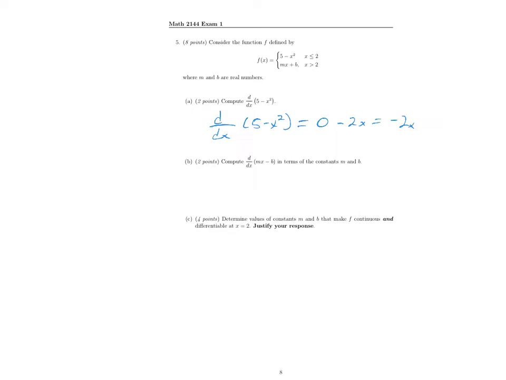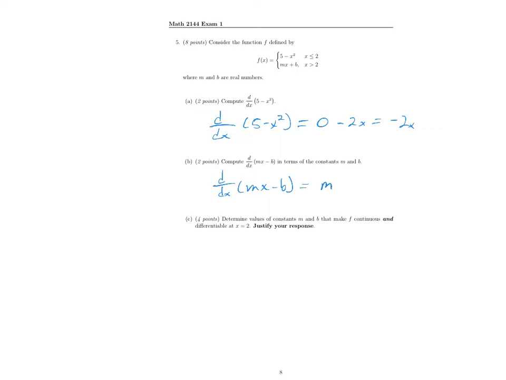For part B, we're asked to compute the derivative in terms of constants m and b. So once again, we're taking a derivative with respect to x of mx plus b. We're applying the power rule here, so the derivative of mx is just going to be the coefficient of our x term, m, and the derivative of b is 0 since b is a constant.